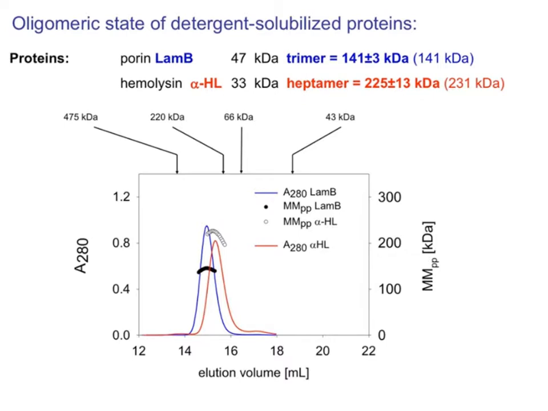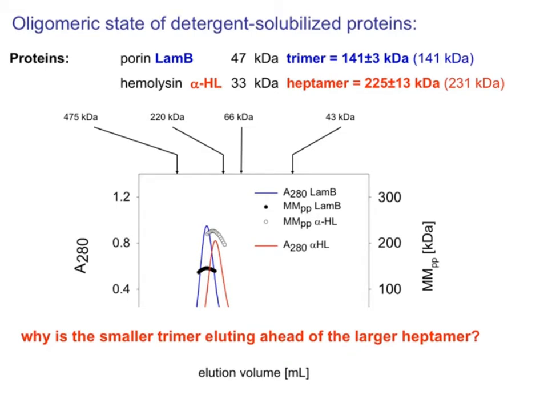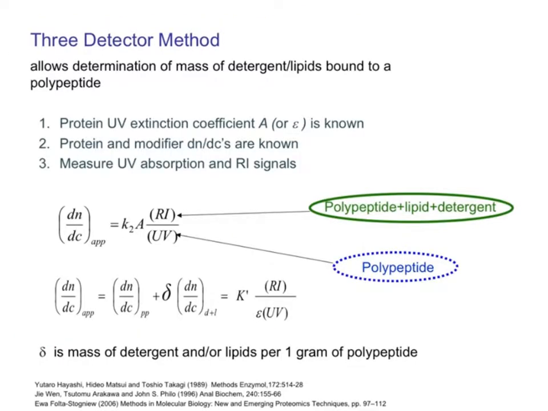We observed an interesting behavior during this testing, namely, when the UV traces of these two proteins were overlaid, we can clearly see that the trimeric porin with the molar mass of 141 kilodaltons elutes ahead of the heptameric hemolysin with the molar mass of 225 kilodaltons. So why is the smaller trimer eluting ahead of the larger heptamer?